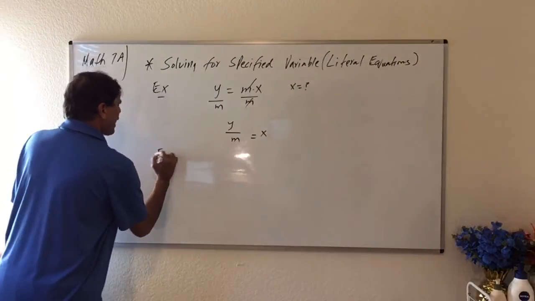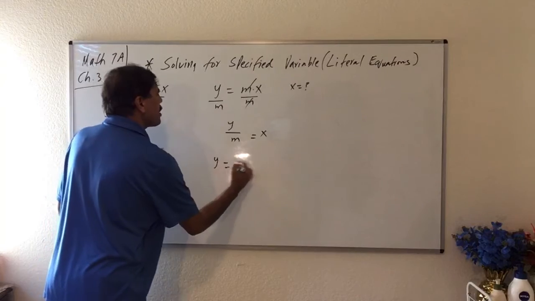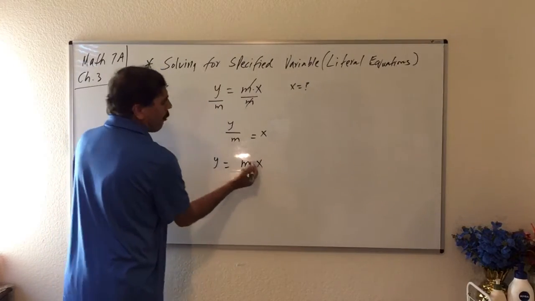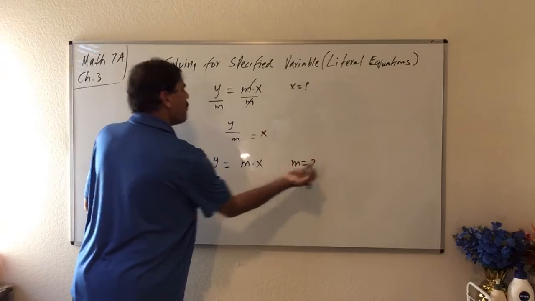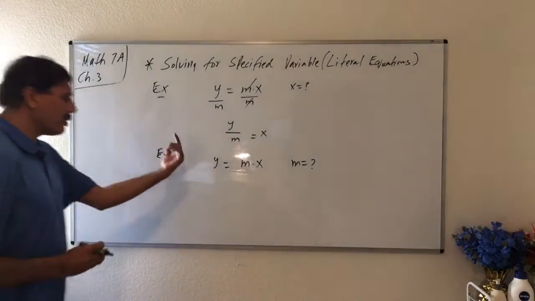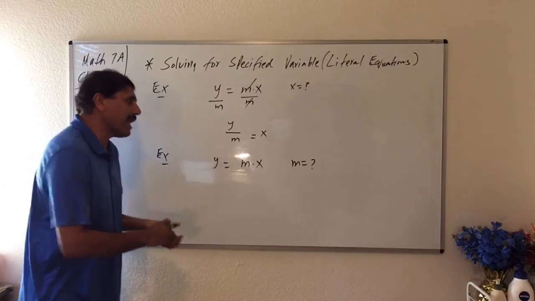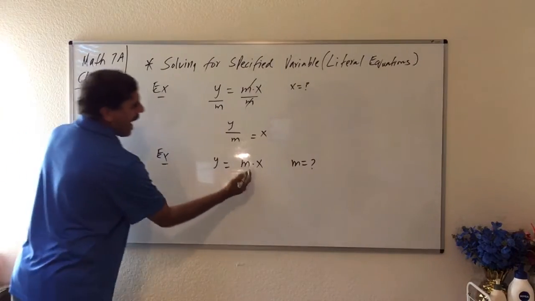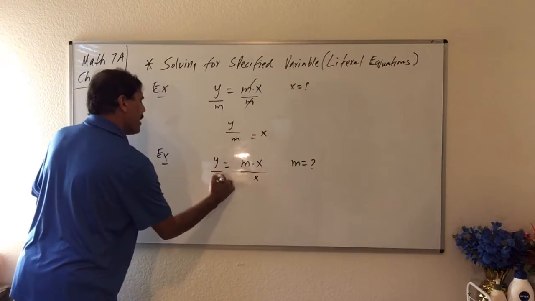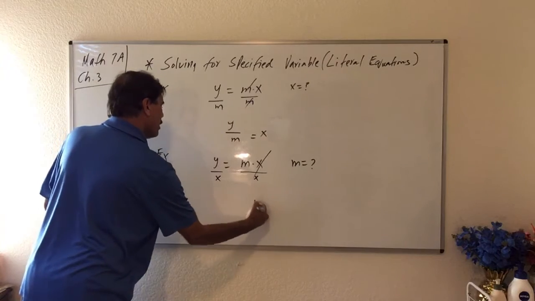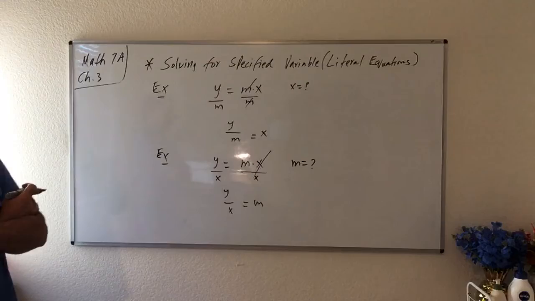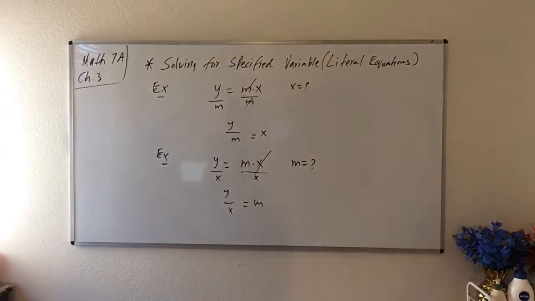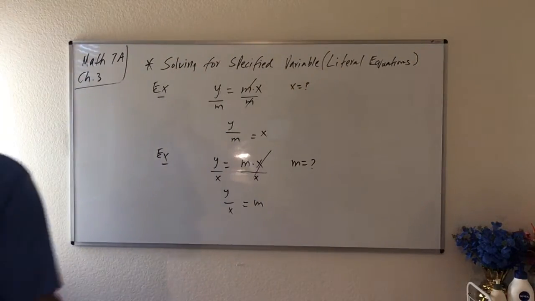Second example, we can use the same one, y equals m times x. Somebody says, solve for m, what does m equal? In this case, we will keep m. If you want to keep the m, x must go, so you divide both sides by x. So x and x cancel, m equals y over x. Very simple. Just remember to focus on the specified variable.